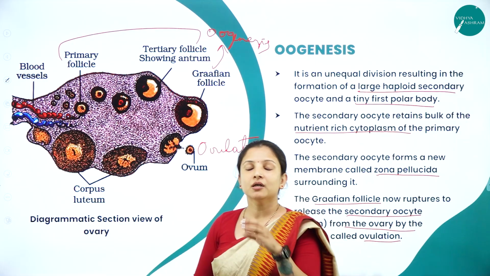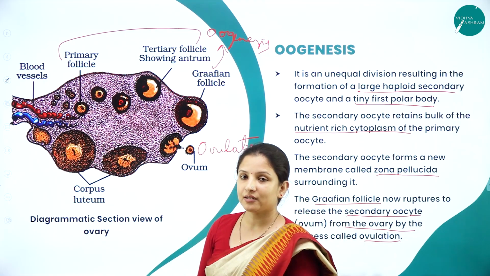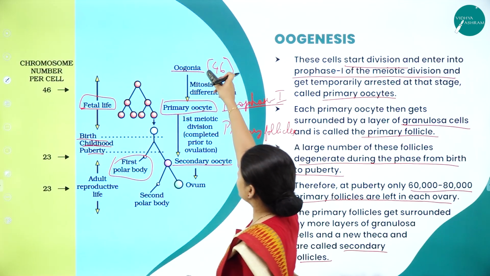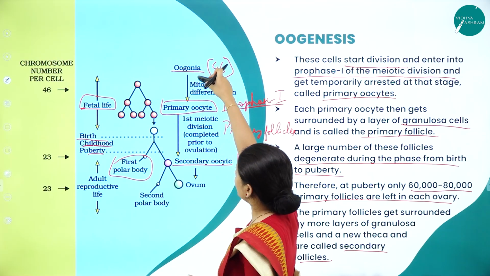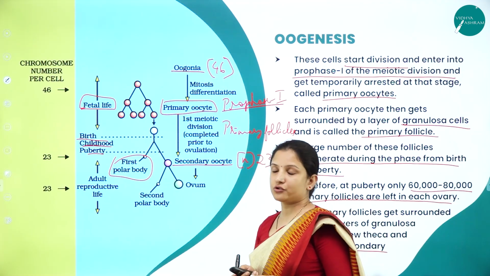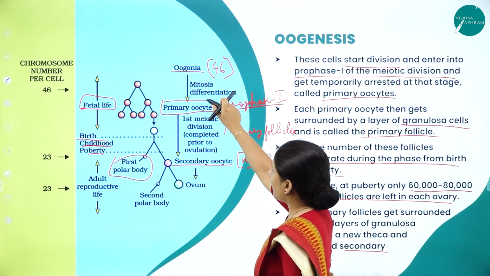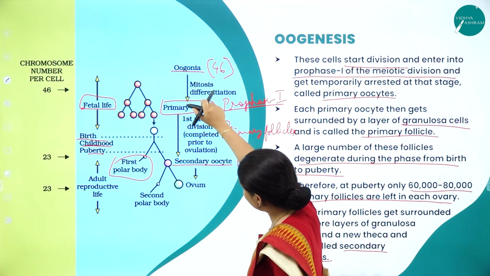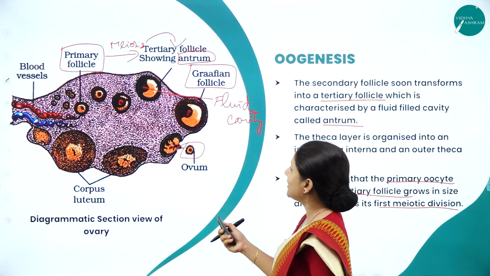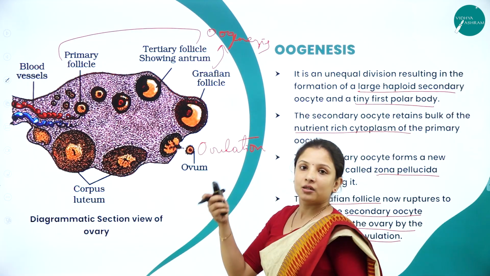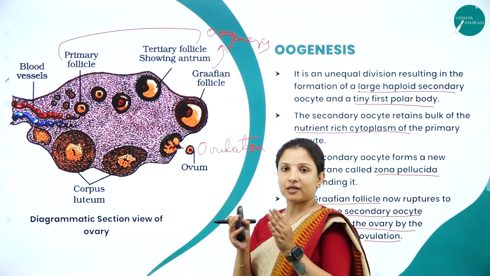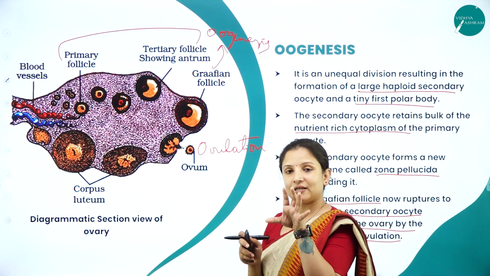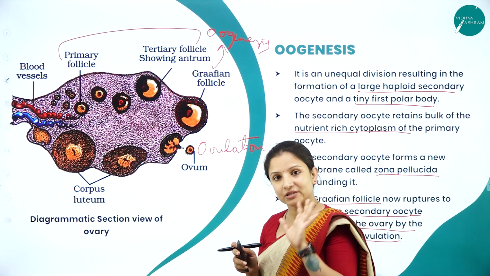To make it clear, from where did we get the primary oocyte? You can have a look at this again. From the oogonia. The oogonia underwent mitotic differentiation to form the primary oocyte. Until the primary oocyte gets converted into the secondary oocyte, various steps will occur wherein the primary oocyte will get surrounded by granulosa cells to form the primary follicle. Inside those primary follicles, the primary oocyte is the only one there.